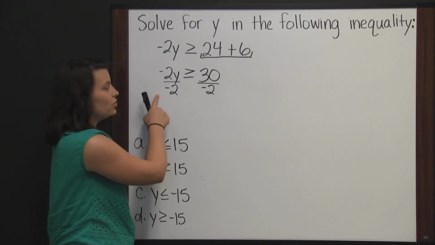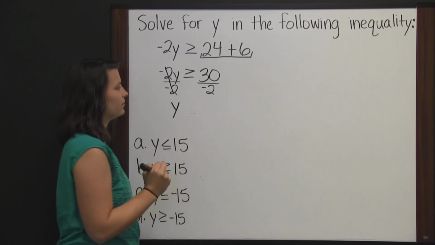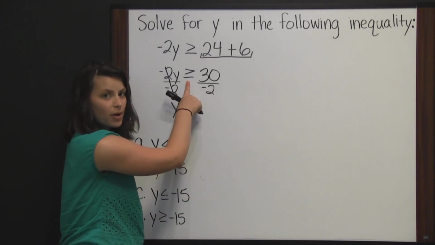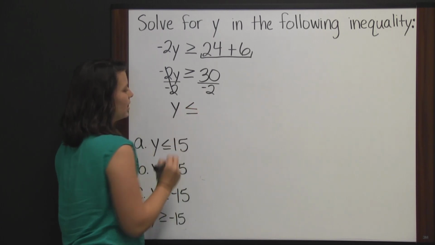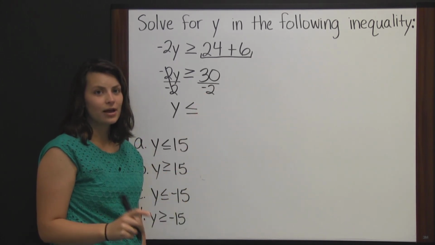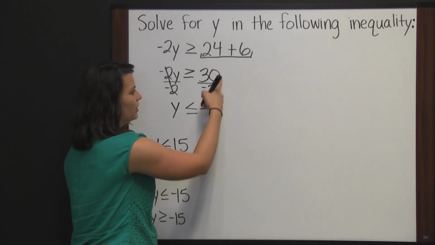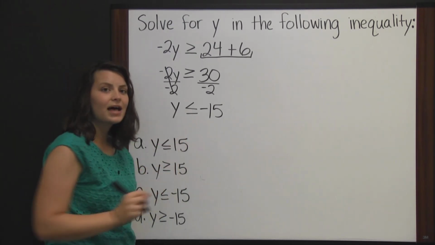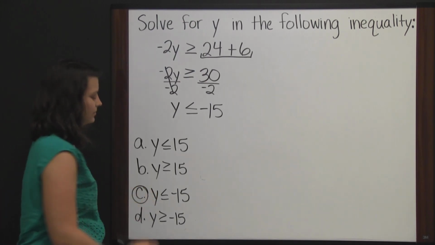-2 divided by -2 is 1, and 1 times y leaves us with just y. Now, since we divided both sides by a negative, we have to flip our inequality sign. It was greater than or equal to, so now it's less than or equal to. And 30 divided by -2, a positive number divided by a negative number is a negative number, and 30 divided by 2 is 15. That means that y is less than or equal to -15, which is answer choice C.